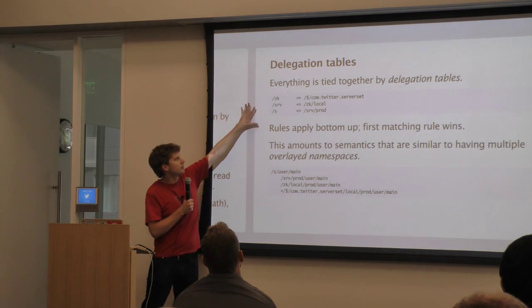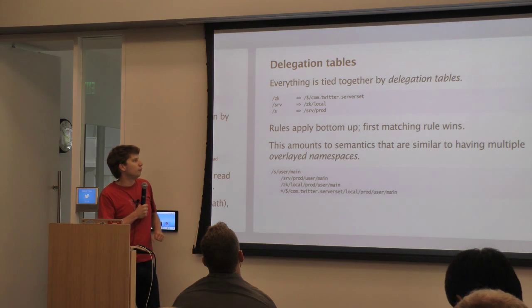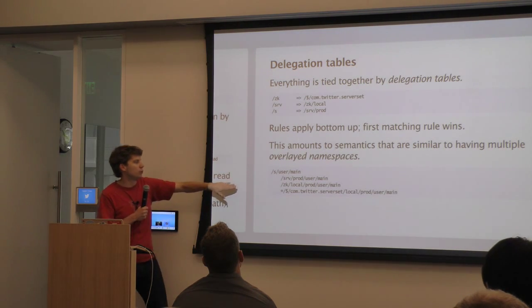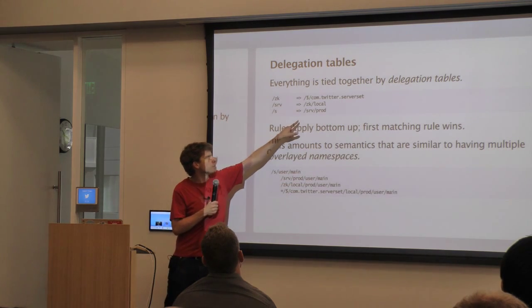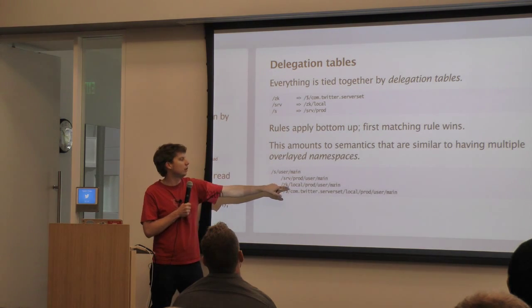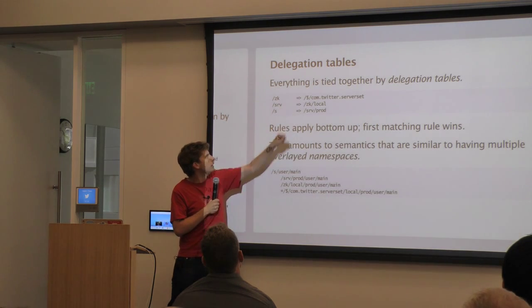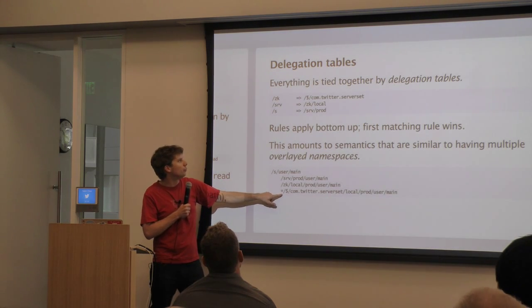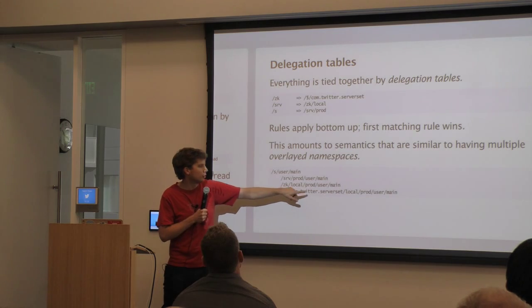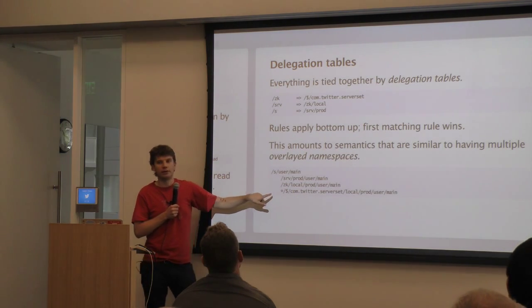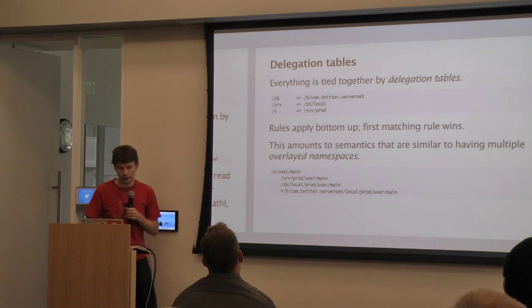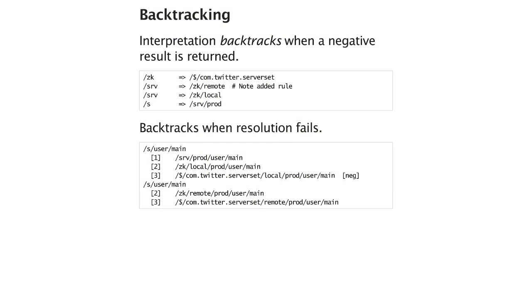So given this delegation table, if we try to interpret our previous name, which was /s/user/main, it would first get rewritten to /srv/prod/user/main, which by this rule then becomes /zk/local/prod/username, and then finally, by this rule, to $/com/twitter/serverset and then the rest of that path. And here it would terminate because that would return a Name.Bound. Right?